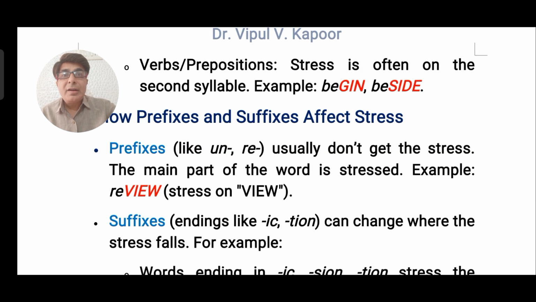In the same manner, when you read the language, there are some prefixes and suffixes found in the words. So mostly, the prefixes, they don't get any accent. Okay, they don't get any stress. The main part of the word is generally stressed. Say for example, when you say review, so view is the main root part of the word. Re is a prefix which is not stressed.